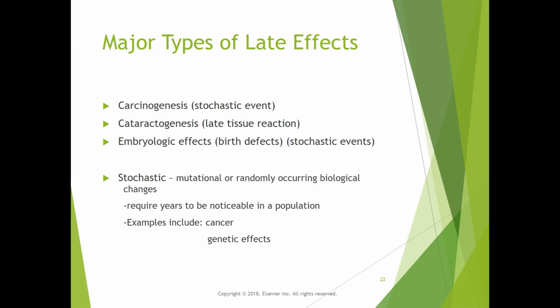Now, going back to late effects. The major types of late effects are cancer, carcinogenesis, which is a stochastic event; cataracts, which is a late tissue reaction; and birth defects, another stochastic event. Stochastic is defined as a mutational or randomly occurring biological change. It requires years to be noticeable in a population, and examples of these are cancer and genetics.